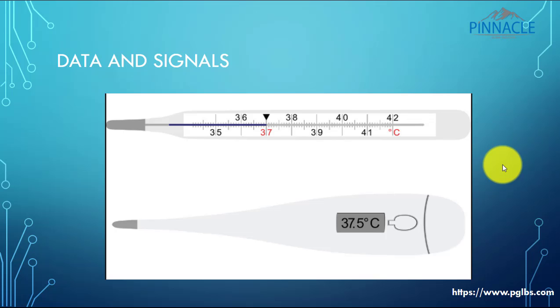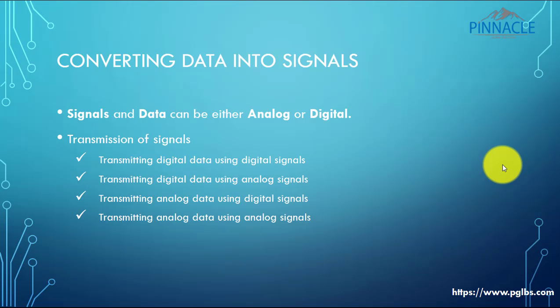Now that you have understood the concept of analog signal and digital signal, and the concept of analog data and digital data, you need to understand the different combinations of sending this data over the signals. Signals and data can either be analog or digital. Now we are clear about this particular point. Now how do you transmit this data? You can have different types of transmissions or combinations of transmission.